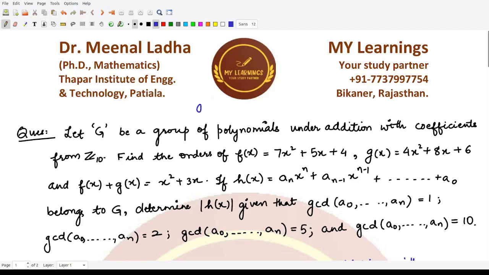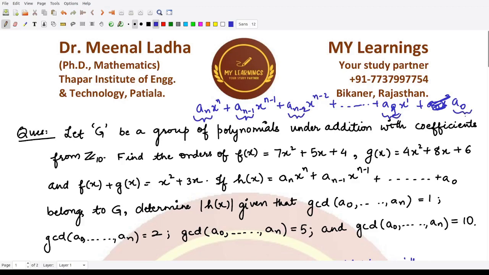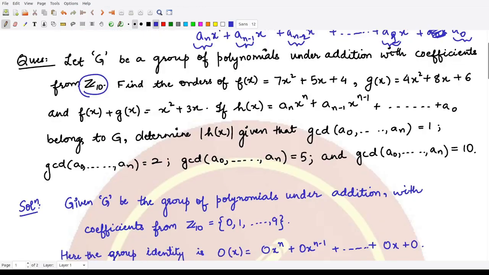That group would contain polynomials of this kind: an x raised to power n, an minus 1 x raised to power n minus 1, an minus 2 x raised to power n minus 2, and so on up to a0, right? You can say a1 x raised to power 1 and then a0 x raised to power 0, which is nothing but a0 only. All these coefficients an minus 1, an minus 2, a1 up to a0 are taken from Z10, so they are only the numbers starting from 0 and going up to 9.